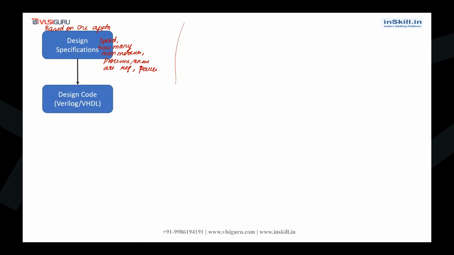After that, we have the design code stage. The design code will be done by the design team. They write the design code of the chip and describe the functionality of the chip. This design code will be in behavioral model or data flow level model.